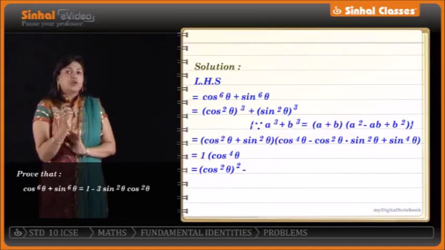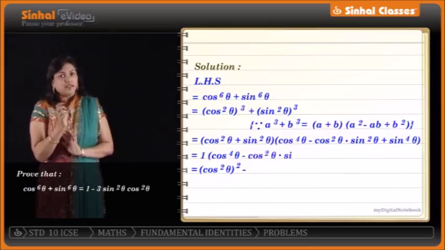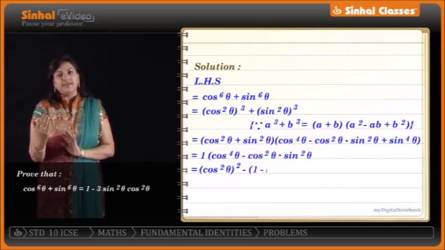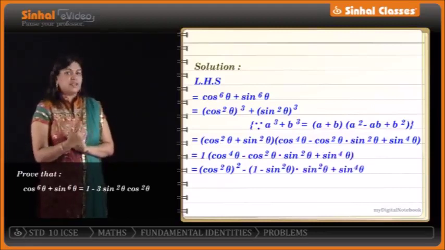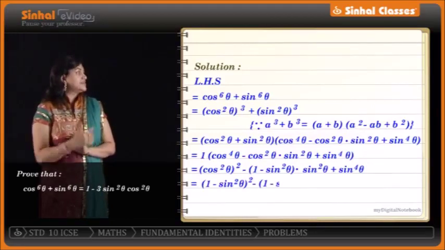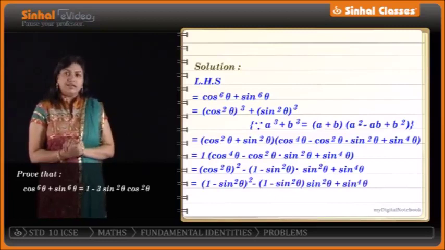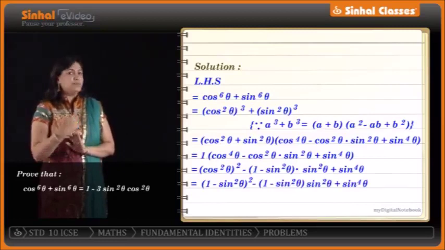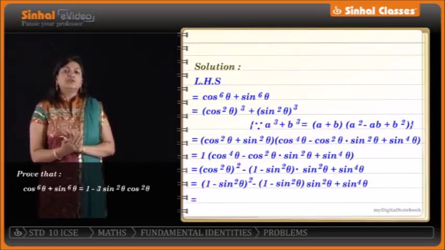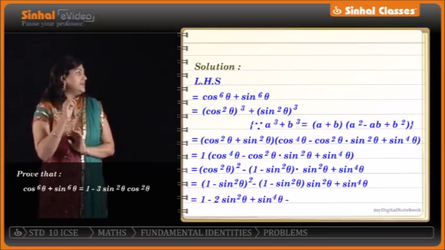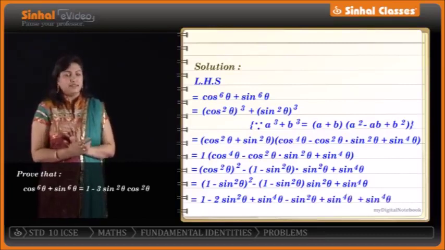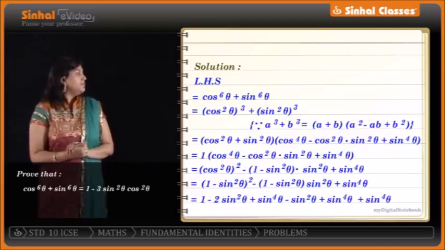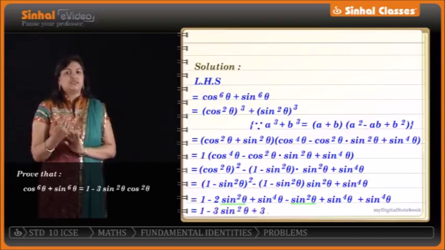Now the second term, cos square theta into sin square theta. The cos square theta we replace by 1 minus sin square theta, and the third term as it is. So we have (1 minus sin square theta) the whole square minus (1 minus sin square theta) into sin square theta plus sin^4 theta. Now we simplify this further as 1 minus 2 sin square theta plus sin^4 theta. Now we open up the bracket there, we get minus sin square theta plus sin^4 theta and sin^4 theta as it is, which is simplified further as 1 minus 3 sin square theta plus 3 sin^4 theta.